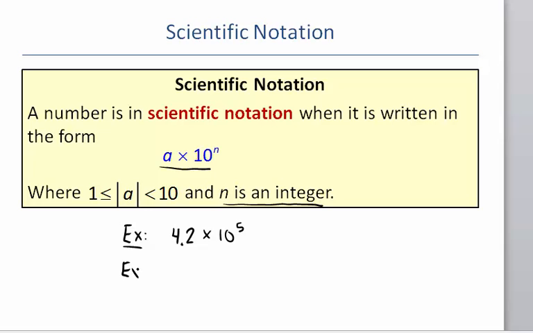Let's do one more. Again, I'm going to pick an a value between 1 and 10. What if I pick negative 3.7 for the a? Would that work? It will, because our stipulation says that the absolute value of the number has to be between 1 and 10. The absolute value of negative 3.7 would be positive 3.7, which does lie between 1 and 10. Following the rest of our format, times 10, and we raise it to an integer. I could choose negative 3. You want to remember that integers can be positive or negative numbers.